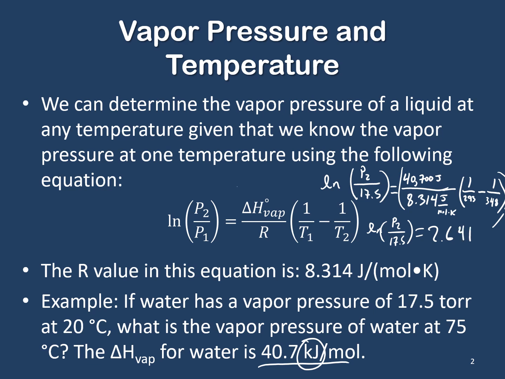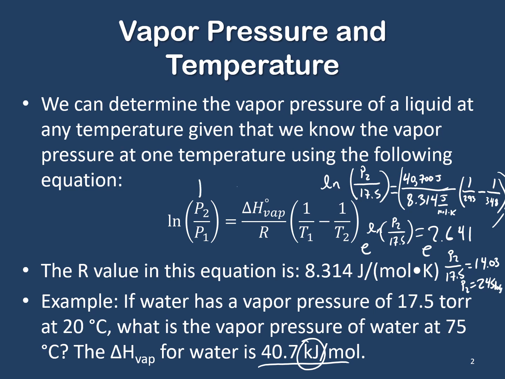2.641. Now I need to get rid of this natural log, and the way we do that is we take the e of both sides. This cancels the natural log, so P2 over 17.5 is equal to 14.03. And now I can just multiply both sides, and P2 is going to be equal to 245 torr.